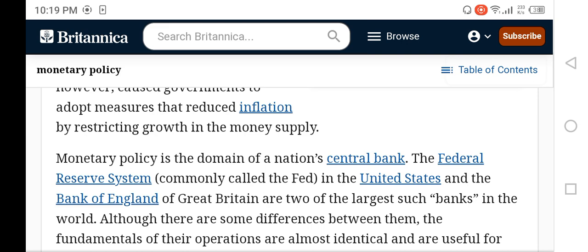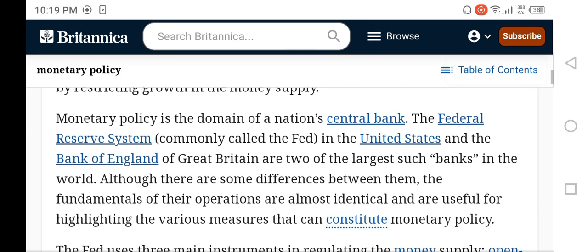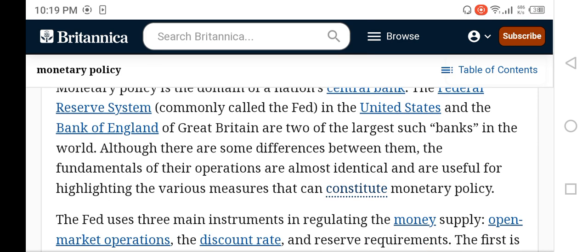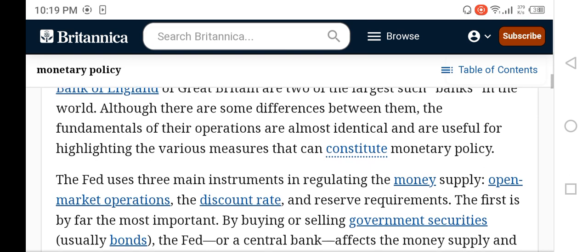Monetary policy is the domain of the nation's central bank. The Federal Reserve System in the United States and the Bank of England in Great Britain are two of the largest such banks in the world. Although there are some differences between them, the fundamentals of their operation are almost identical, and they are useful for highlighting the various measures that can constitute monetary policy.